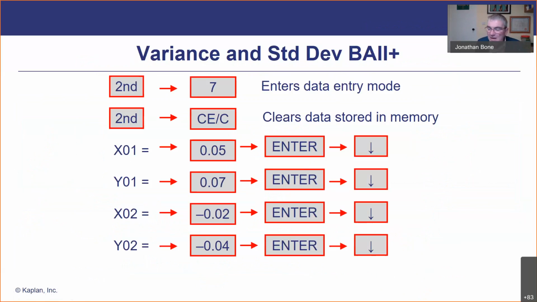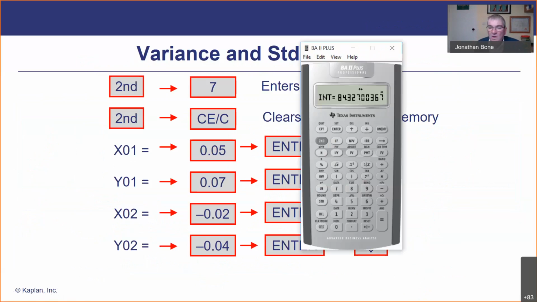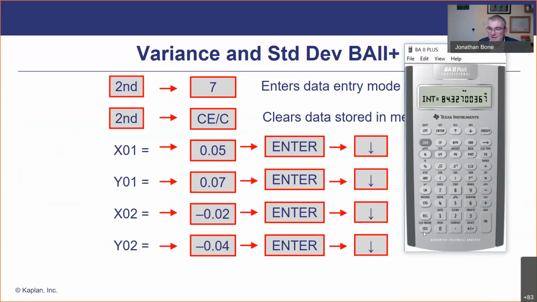So let's just bring up a BA2 Plus calculator. I've got an emulator, so I'm going to bring my emulator up on the screen. Let me just shift it slightly out of the way so you can see it. Okay, so I would certainly recommend doing these computations not manually, but using the BA2 Plus. To do that, we need to do second function and then go into data entry mode, which is the number 7. And you'll see X01 appear on your screen.